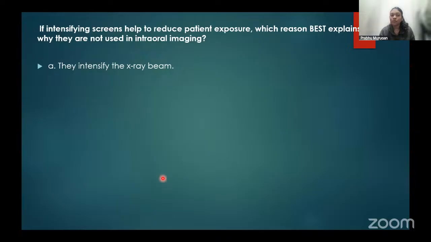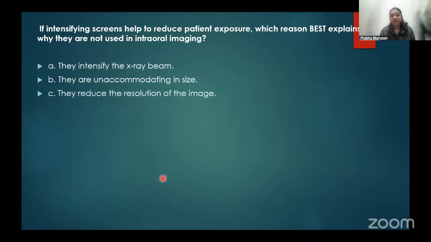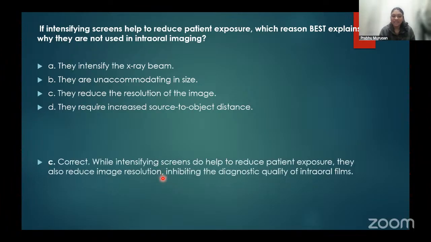And they're giving you four options. They intensify the X-ray beam, they are unaccommodating in size, they reduce the resolution of the image, they require increased source to object distance. I hope everybody will know the answer here. They reduce the resolution of the image. See, the other options, unaccommodating in size and all, are not much more relevant. But since they have this quality of reducing the resolution capacity of the image, we don't use it.